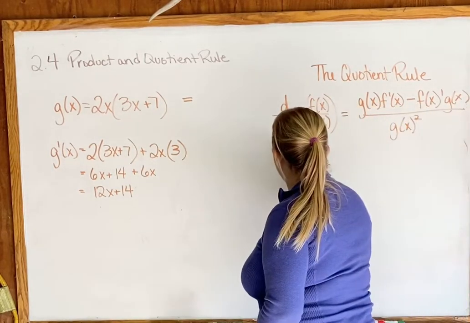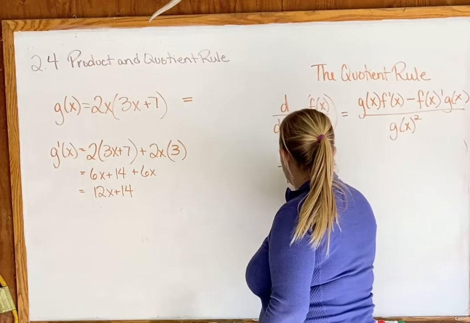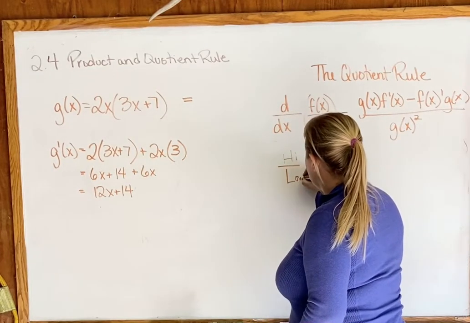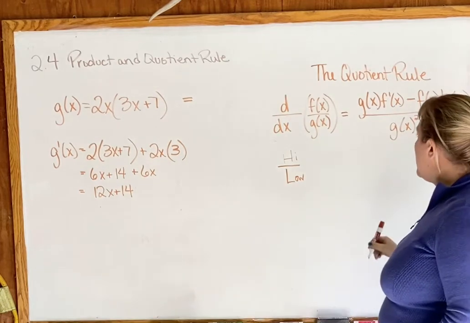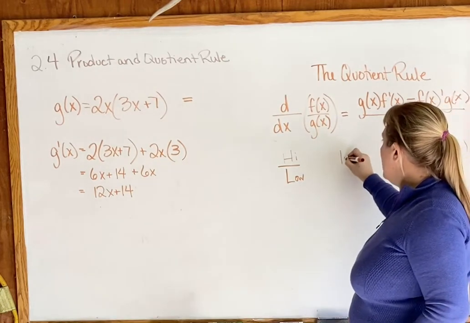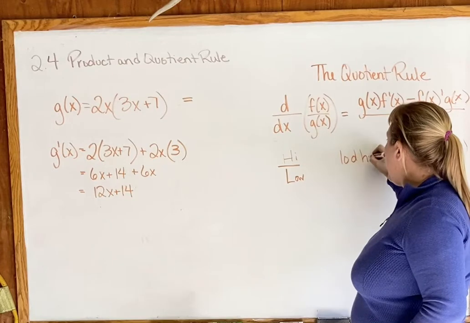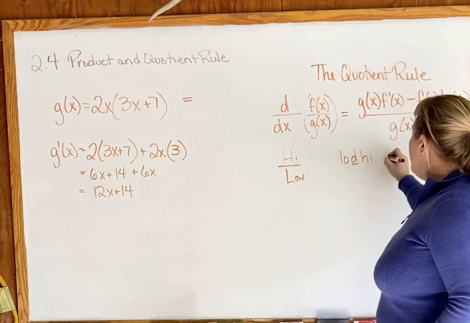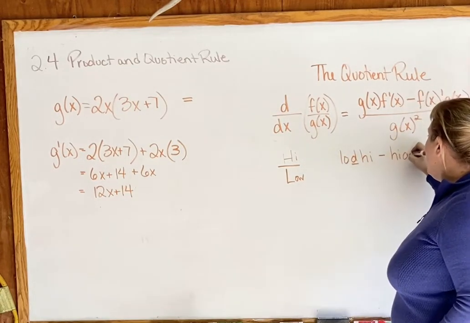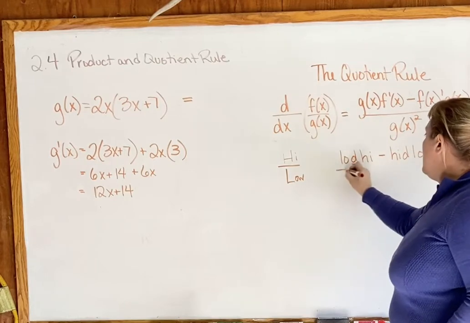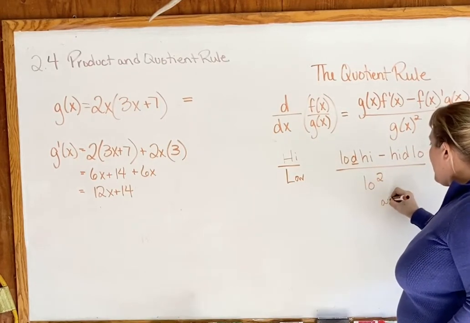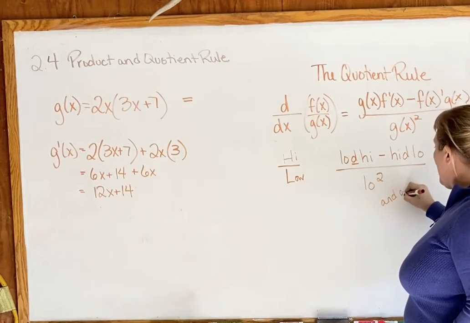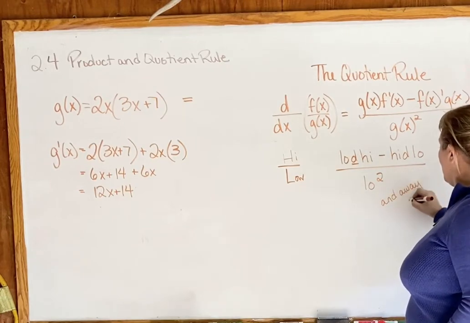If you think about this as high and low, the high function and the low function, the way most people remember this is low d high minus high d low over low squared, and away we go.